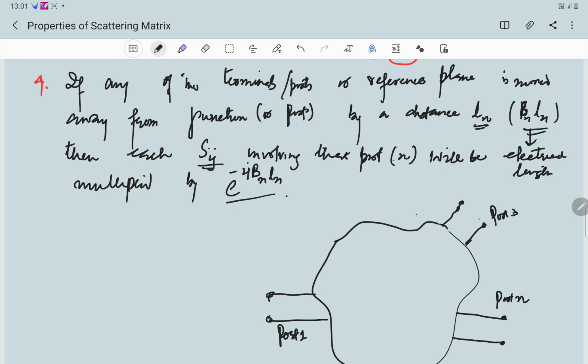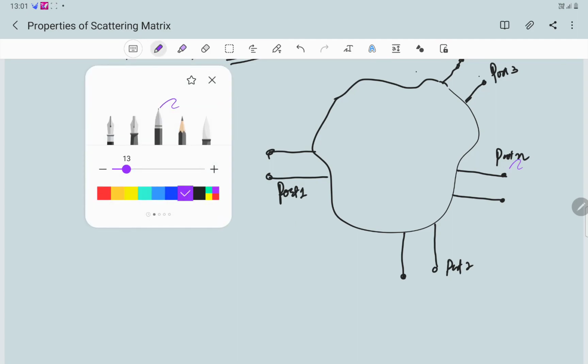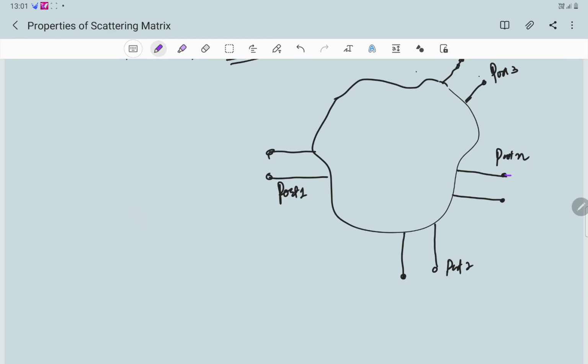It gets multiplied by this thing. So all I'm saying is that if I move away from this port by some distance ln, this is the distance ln. We're extending this port by some distance ln. This is the physical length ln.